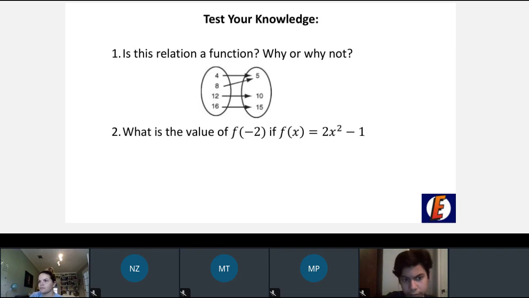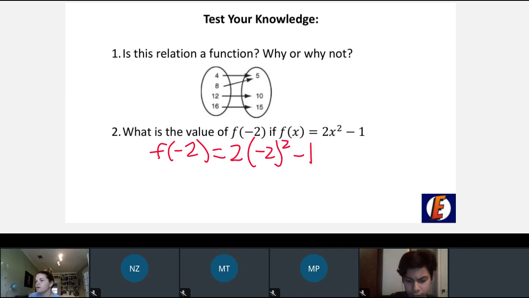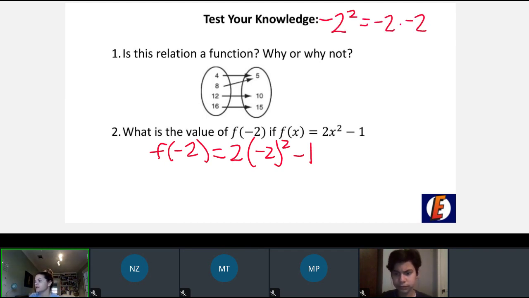So f of -2 is 2 times -2 squared minus 1. We're going to do exponents first. So you're going to do -2 squared. Remember, -2 squared is -2 times -2.